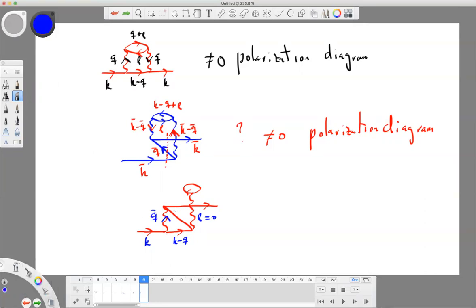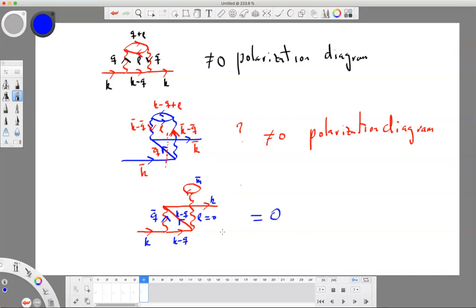So anyone can jump in and say whether this is going to be 0 or non-zero. So this goes in like this, and then this goes out. K minus Q with the Q goes out as a K. And here we can put an M for the loop. And this one is going to be 0 because again, we have a particle and a hole with exactly the same momentum in this case.